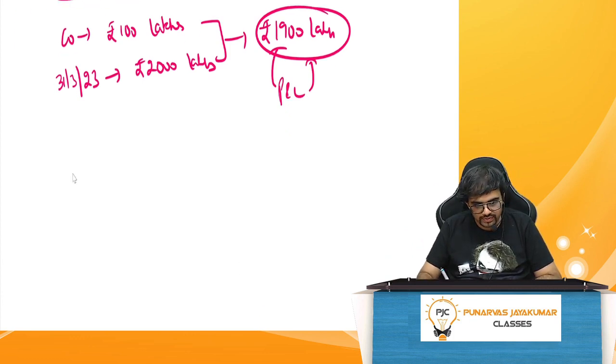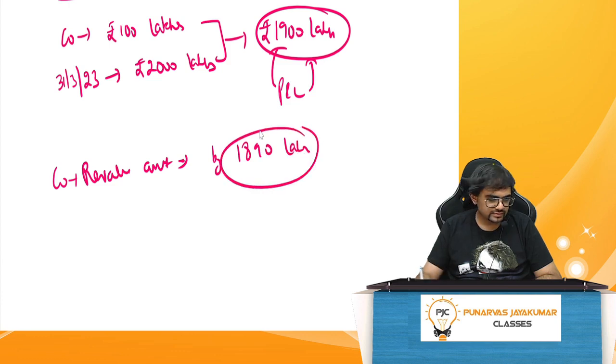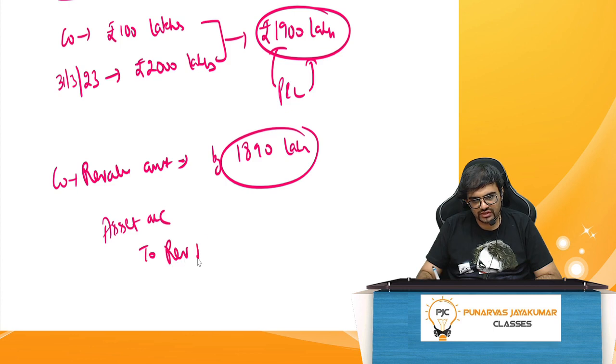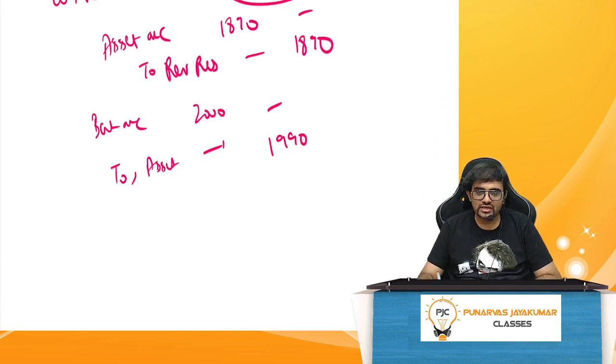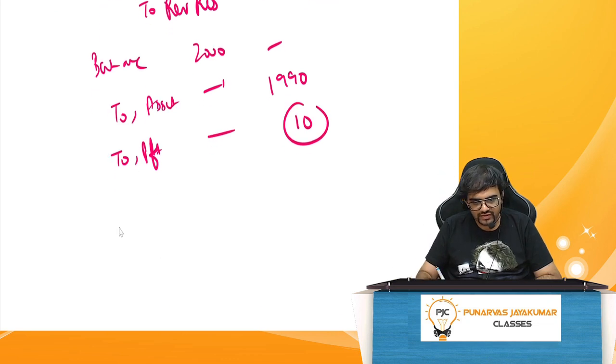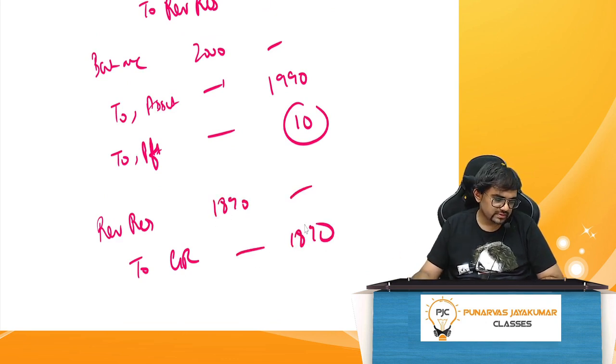Instead, what was the company doing? The company used to revalue the asset. By how much? Let's say 1890 lakhs. The moment they revalue the asset, they used to obviously pass the entry asset account to revaluation reserve account, 1890, 1890. Then when they sell the asset, what will be the journal entry? Bank account 2000 to asset account 1990, because 100 was already there, 100 plus 1890 is 1990. Profit is 10 lakh. And then what they used to do, revaluation reserve to general reserve, 1890, 1890. This was the tax planning that they were doing, my dear friends.